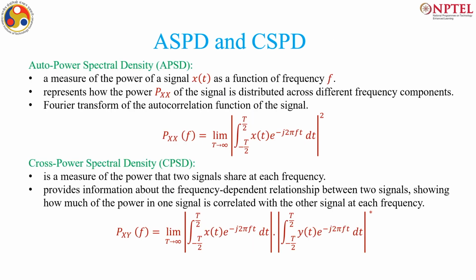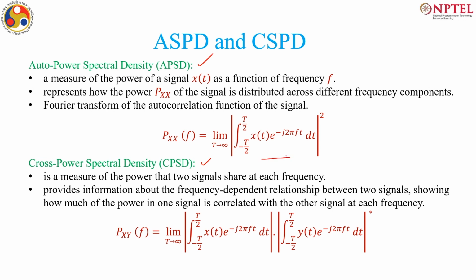Like correlation had two forms in the time domain, autocorrelation and cross correlation, here also we have the auto power spectral density and cross power spectral density. Autocorrelation, if you see, is not synonymous, but analogous to the auto PSD, and this represents how the signal is distributed across different frequency components, right. What about the cross power spectral density?